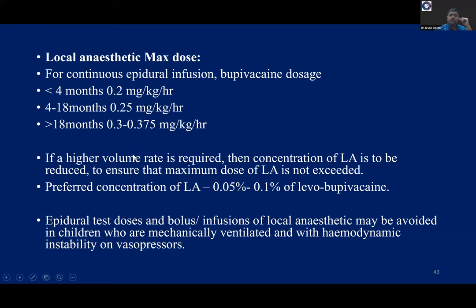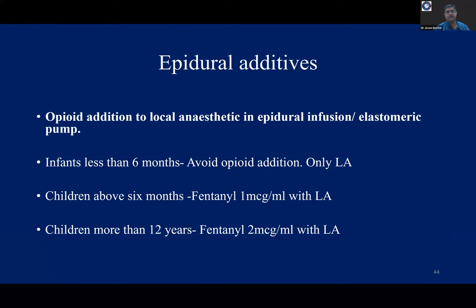In addition to this, if you need a higher volume, then you need to reduce the concentration of the local anesthetic. You can make the concentration 0.05% or 0.1% of levobupivacaine if you need to give a higher volume. In case of hemodynamic instability, major blood loss, mechanical ventilation, or vasopressor requirement, it is preferable to avoid the epidural anesthetic.